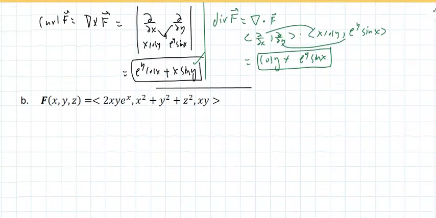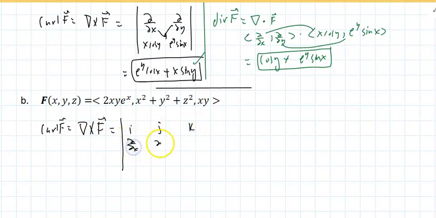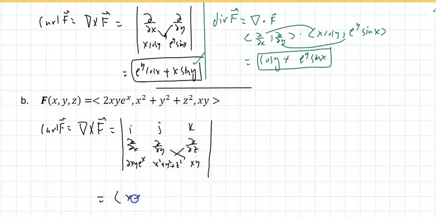What if I'm looking at the following problem? Again, if I want to find the curl of F, it would be a wise thing to actually write them out. And that would be the I component X minus 2Z, the J component Y minus 0, and the K component 2x minus 2x e to the x. There it is, a vector. Done.